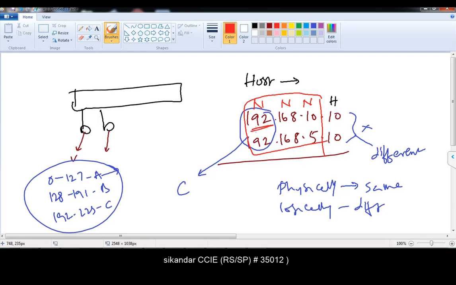In this case, 192 is the same, 168 is the same, but the third portion is not the same. In order to be in the same network, the first three portions have to be the same. Then only we call them the same network. So they will be considered logically different networks because they have different network portions, just like 301 and 401.